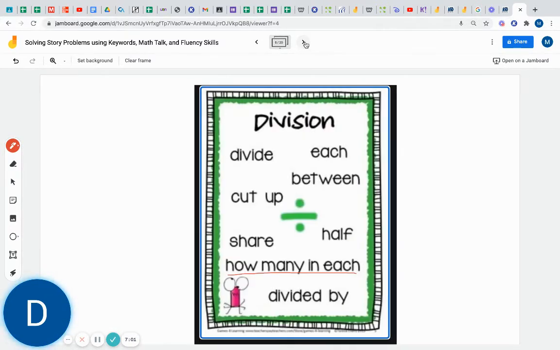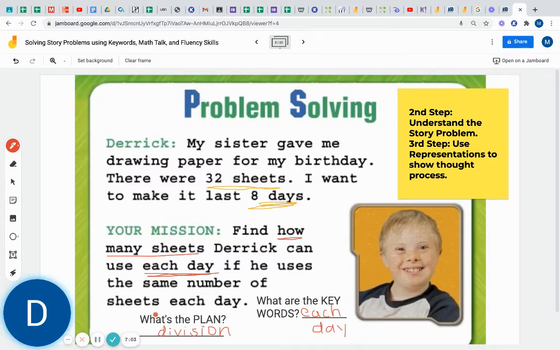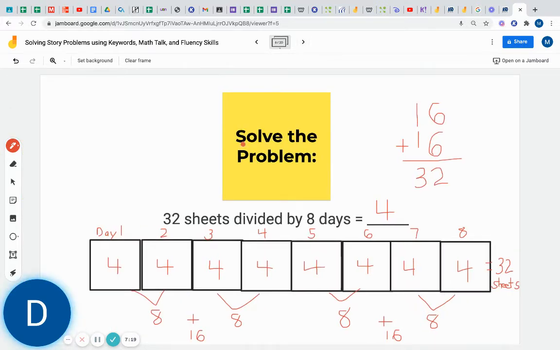See how many in each and the word each. So we looked at both options, both plans, and we felt that we needed a smaller number. We don't want to multiply because then you're going to get a really big number, and we have a total of 32 sheets. So we understand our problem. We know our plan. So the third step is to solve it.